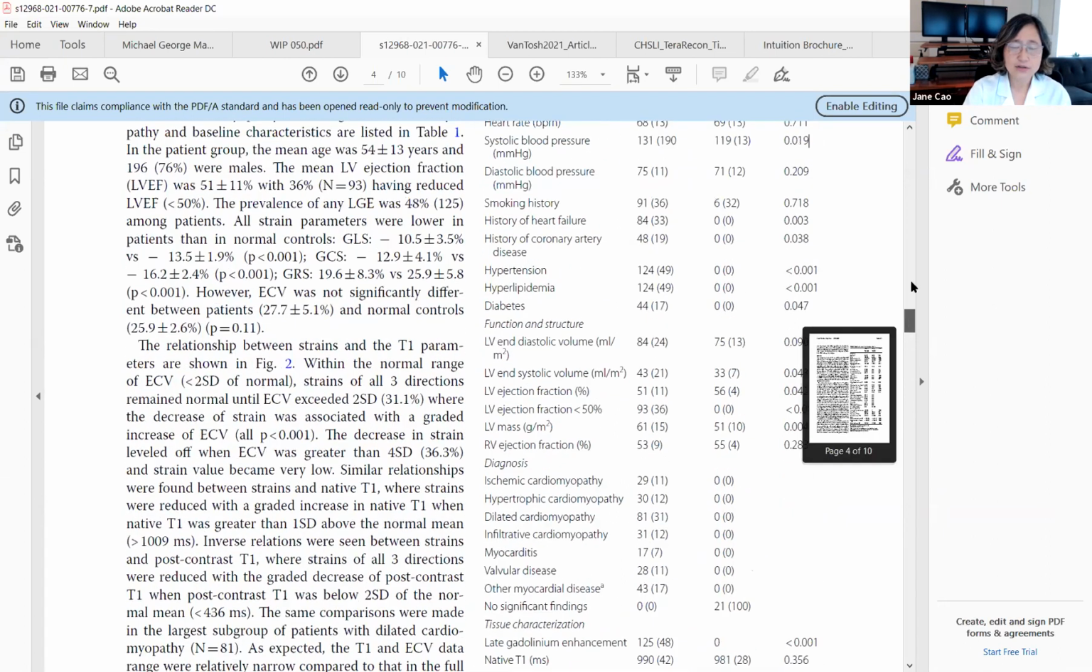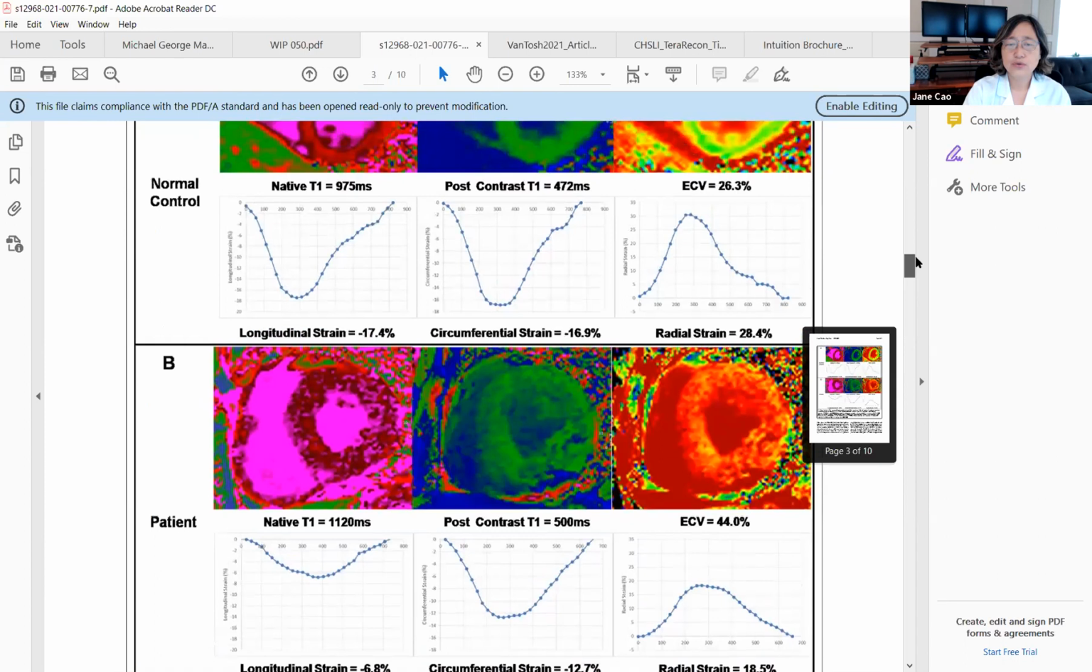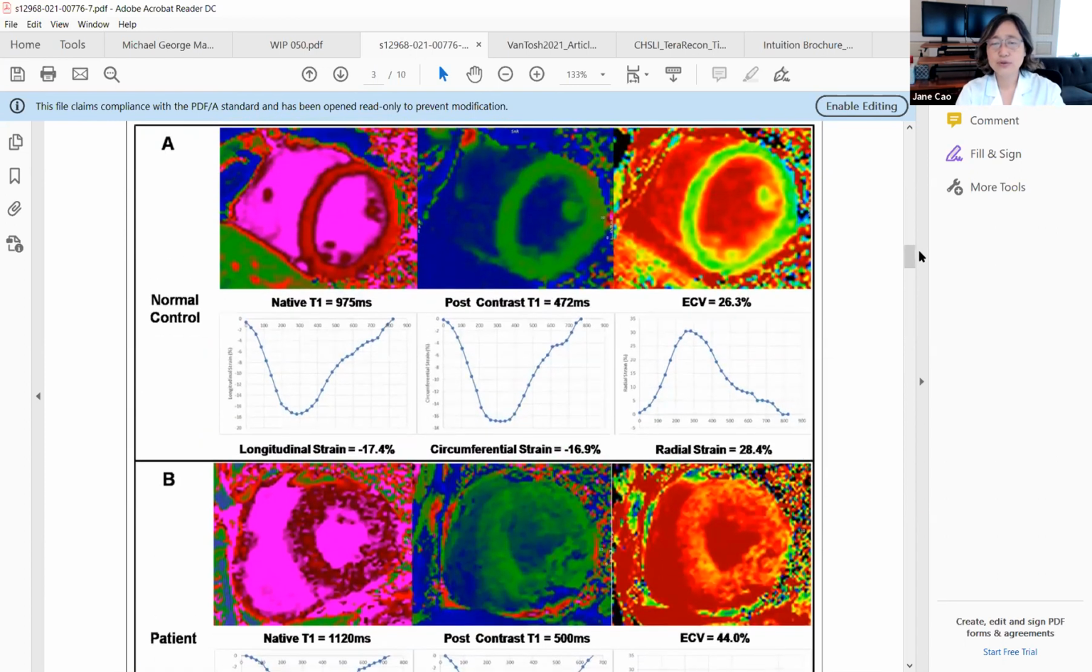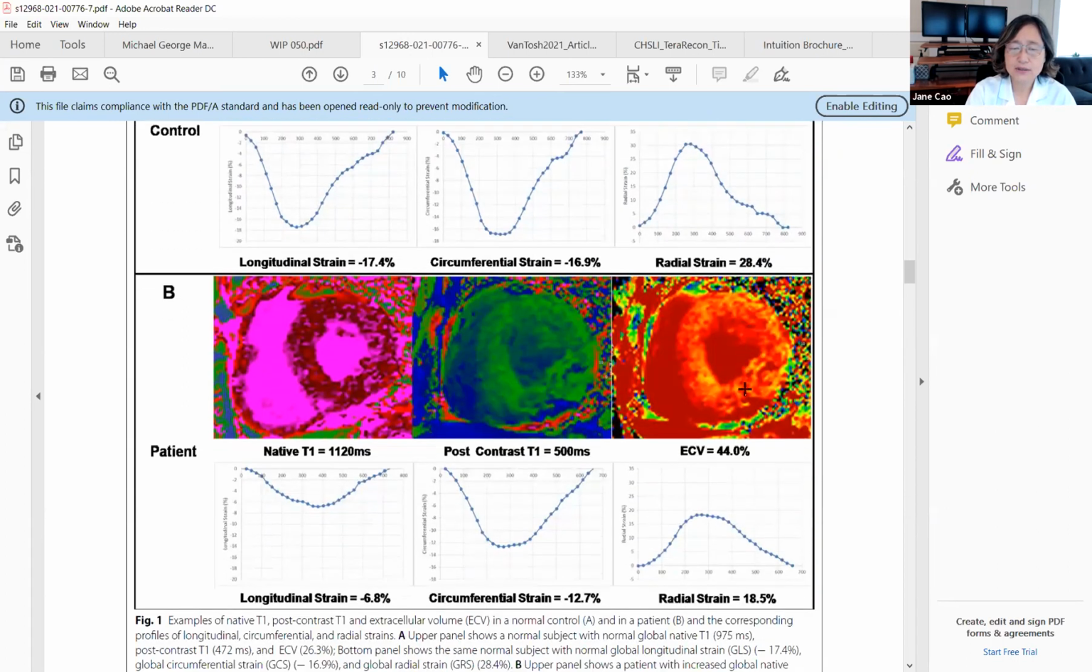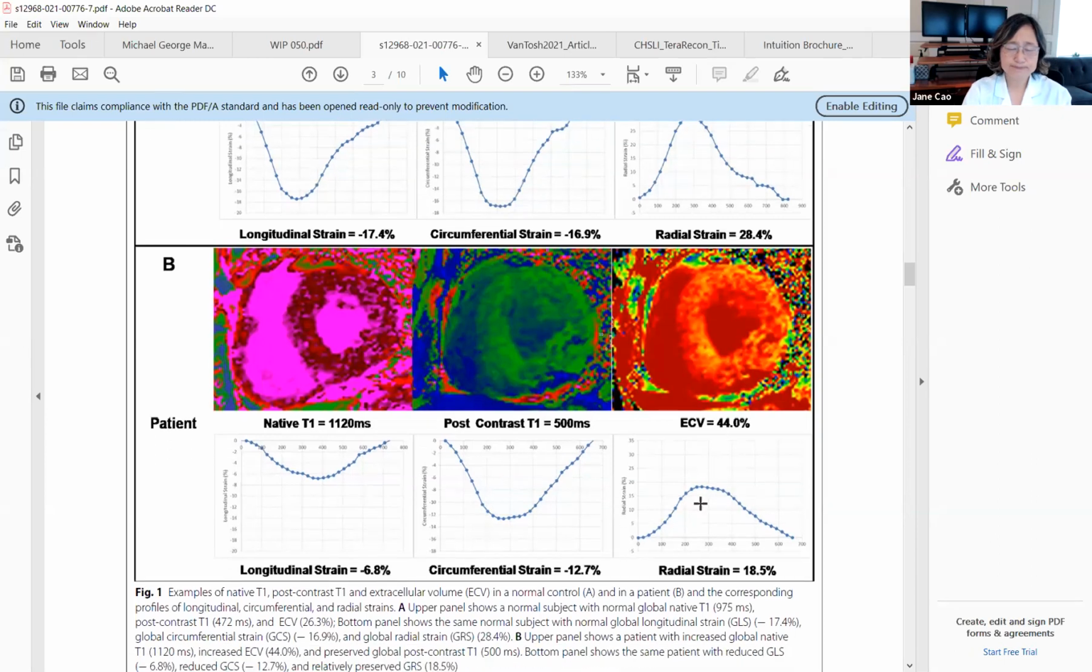So now let's look at examples of normal controls on the top 2 panels and then a patient on the lower panel. The normal control has normal values of native T1 and post-contrast ECV, and here's a normal pattern of longitudinal, circumferential, or radial strain. Here's a patient with a markedly increased T1 value of 1120, and an ECV of 44%. Here we see markedly reduced longitudinal strain and also moderately reduced circumferential and radial strain.